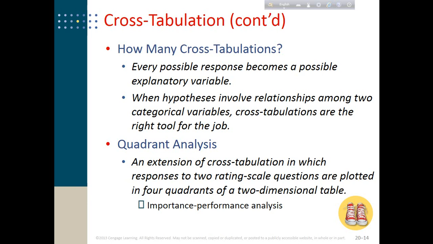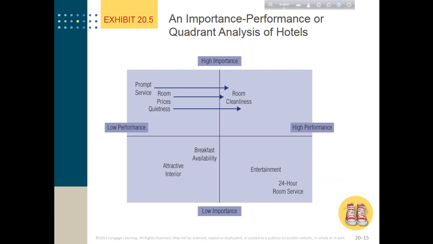Keep it in mind, this quadrant analysis is used when we have two rating scale variables. We plot the ratings of our respondents in a four-quadrant chart and we try to find out some relationship. Look at this example and look at these variables first of all. These are some variables related to the factors customers like to have when they stay in a hotel, like room cleanliness, prompt service, room prices, quietness, breakfast availability, attractive interior, entertainment, 24-hour service.